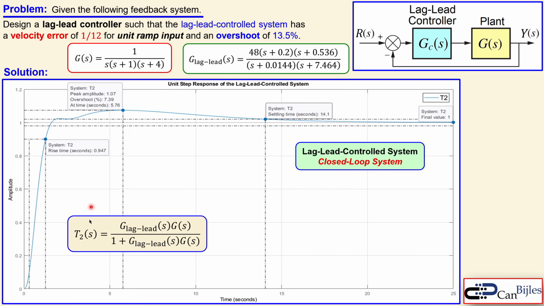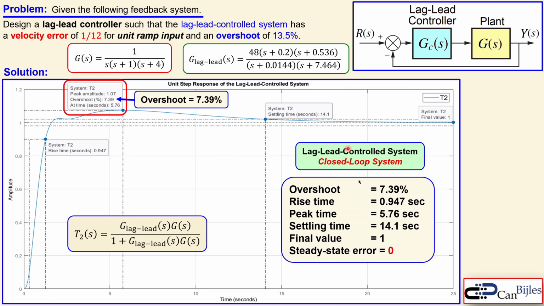30.5%? Now you see here the closed transfer function T2. This is the unit step response for the lag lead control system. You see the overshoot, which is approximately 7.4%, which is much smaller than 30.5%. So we see the system is definitely doing much better. And these are the summary of the results. You see the final value is 1. In this case, steady state error is 0 for unit step input.